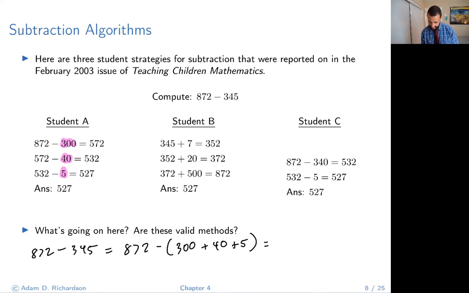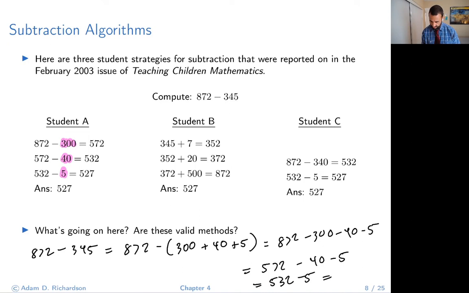And so what happens next is they go 872 minus 300 minus 40 minus 5, which is 572 minus 40 minus 5, and then they do 532 minus 5, which is 527. And there's my validation. That is definitely a valid method. And here is the mathematical proof that it is valid. Keep doing that, student A. Brilliant. Keep doing it. All right. Now let's take a look at, let's see.